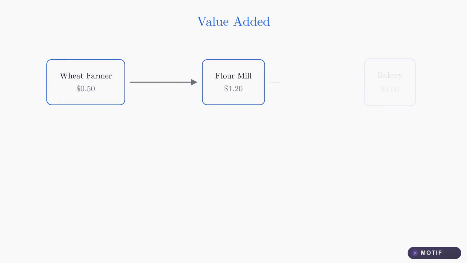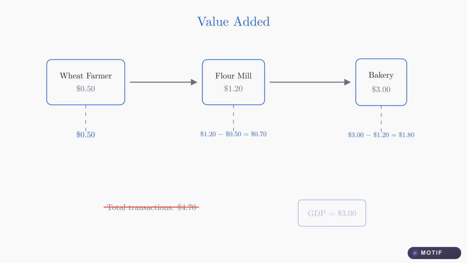A critical concept in GDP measurement is value added. Consider a loaf of bread. The wheat farmer sells grain for 50 cents. The mill turns it into flour sold for $1.20. And the bakery produces the final loaf at $3. If we simply added every transaction, we would count $4.70.